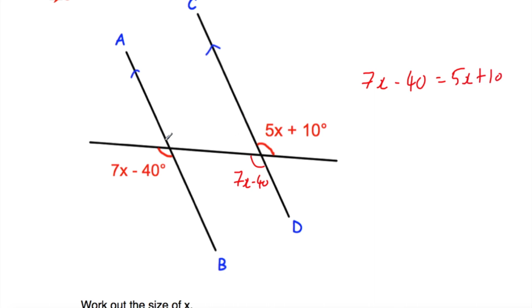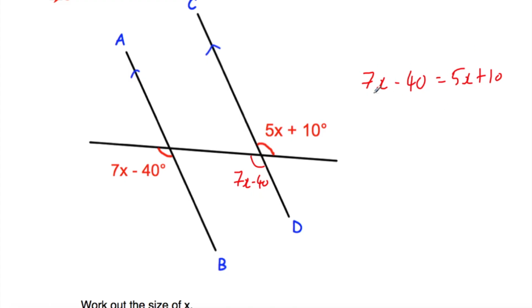So that's an equation. So just to recap that so far, we had this angle. We said that's corresponding to this one. We've got our corresponding angles. Think back to corresponding angles. So they're corresponding. So we wrote 7x minus 40 there. Then if you've got two straight lines across each other, the opposite angles are equal to each other. So 7x minus 40 equals 5x plus 10. Now we can just solve this equation and find x. So let's solve this equation.